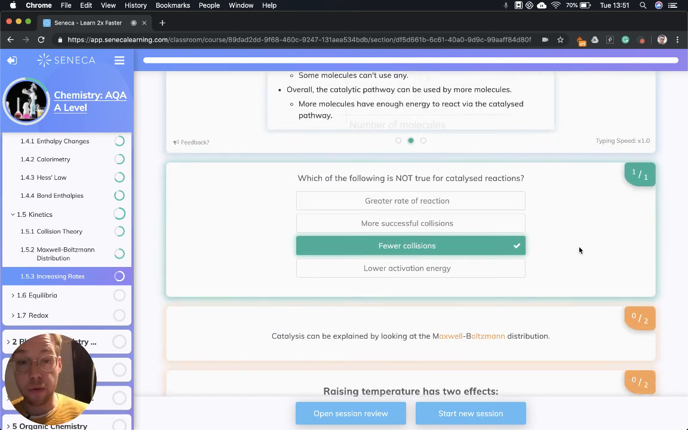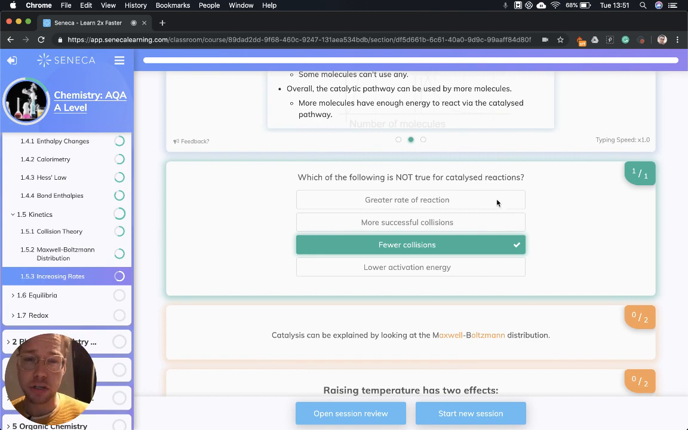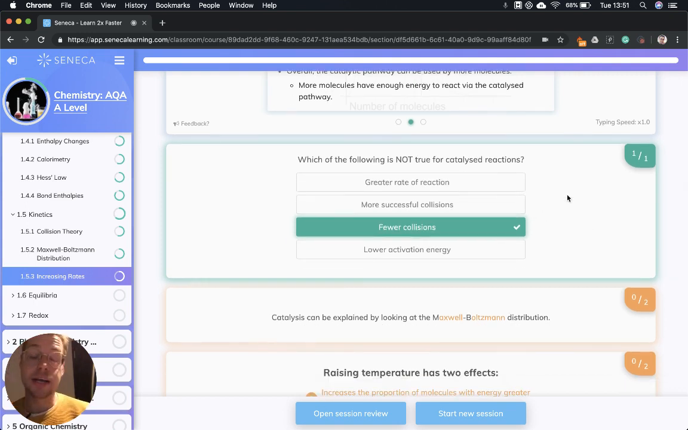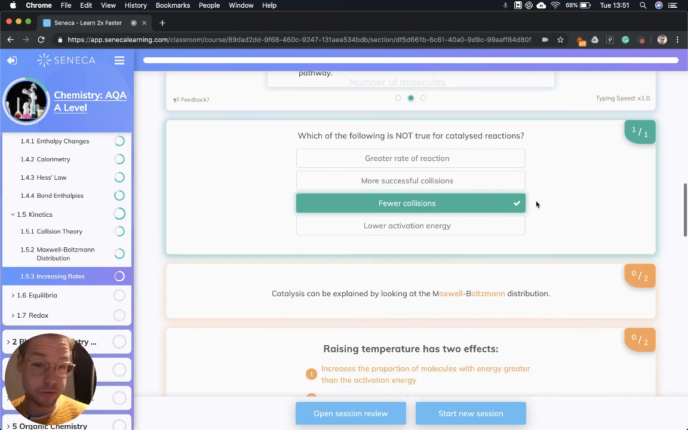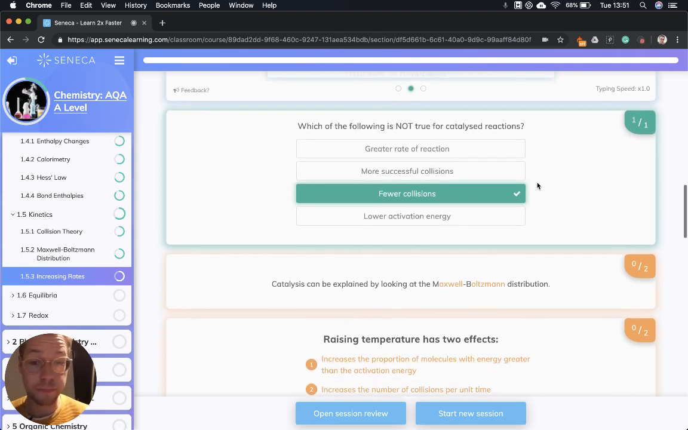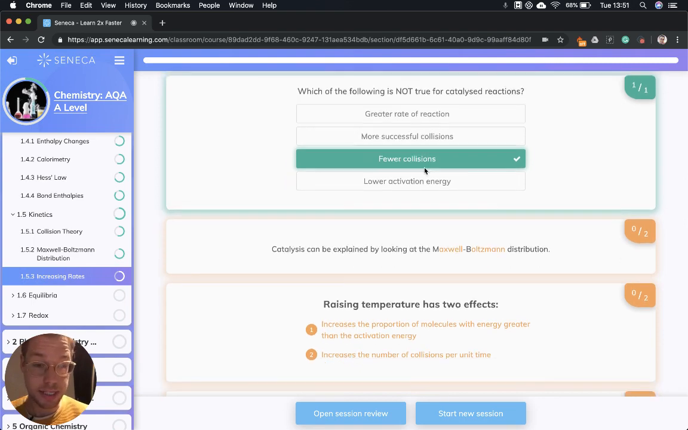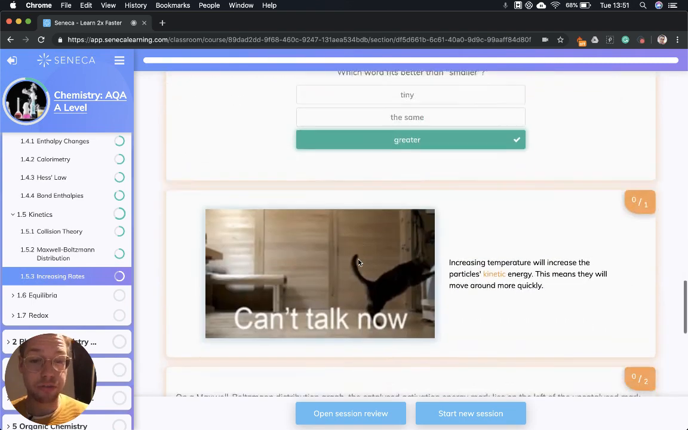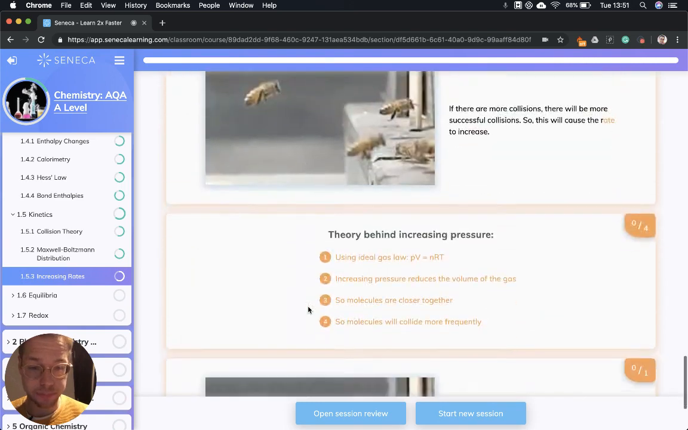So next we're going to go over some facts for catalyzed reactions. Which of the following is not true for catalyzed reactions? They have a greater rate of reaction. They have more successful collisions. They have a lower activation energy. They have fewer collisions. Which one's not true? It's the last one. They don't have fewer collisions. That's not true for catalyzed reactions. All the other points were true. They have a lower activation energy, there are more successful collisions, and there's a greater rate of reaction.